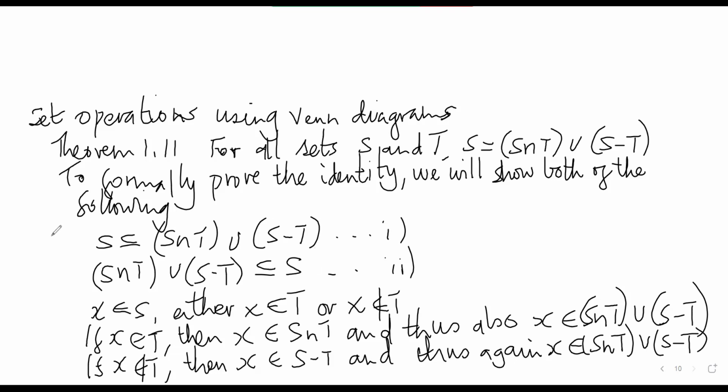So we have proved this one. For the two scenarios, we have proved that S is a subset of S intersection T union S minus T. Then we look at the second one.